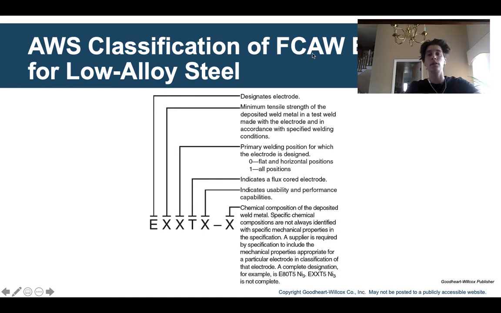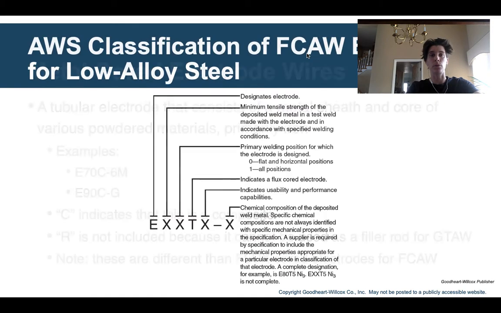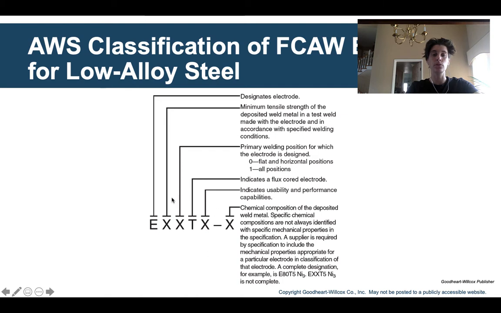Now this is flux core electrodes for low alloy steel. Flux core electrodes are going to look a little bit different. There is an E here still for the electrode. There is no R because this is not a rod. This cannot be used for TIG welding because flux core electrodes are actually hollow tubes. So there's E for electrode, and then there's one X. This first X is the only one that tells you about the tensile strength in this case.